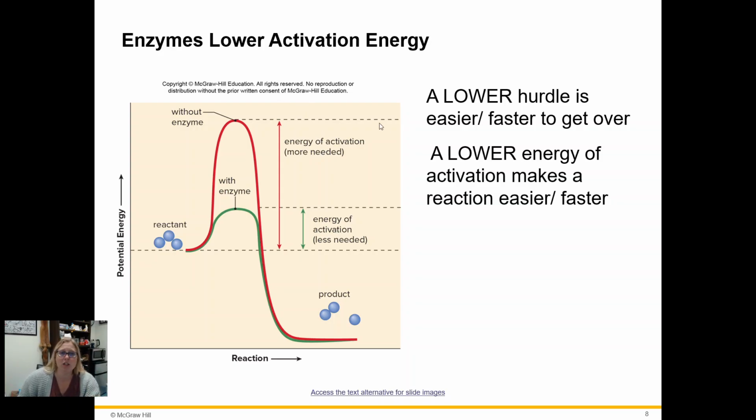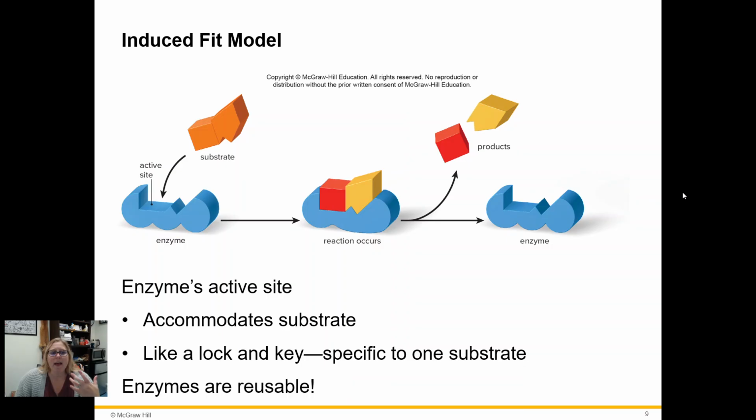Now, I've mentioned already that enzymes are very specific to their substrate. What that means is enzymes have something called an active site. That active site is only going to interact with a substrate that matches. We call this a lock and key. So if you try to put a key in a lock that doesn't fit, it will just not go in. That's going to be the same sort of thing with our enzymes.